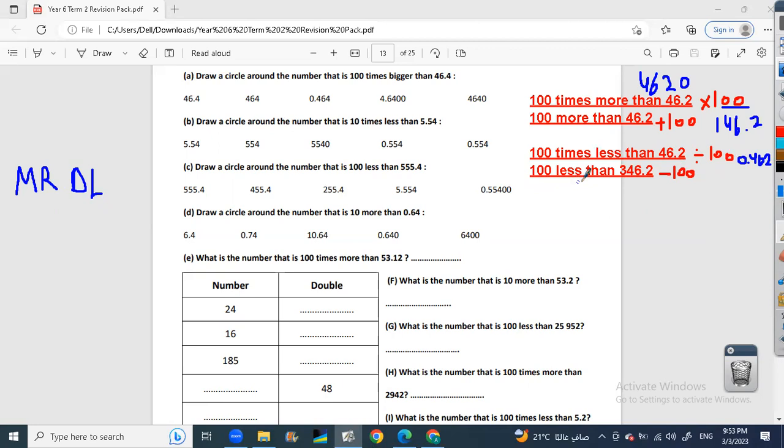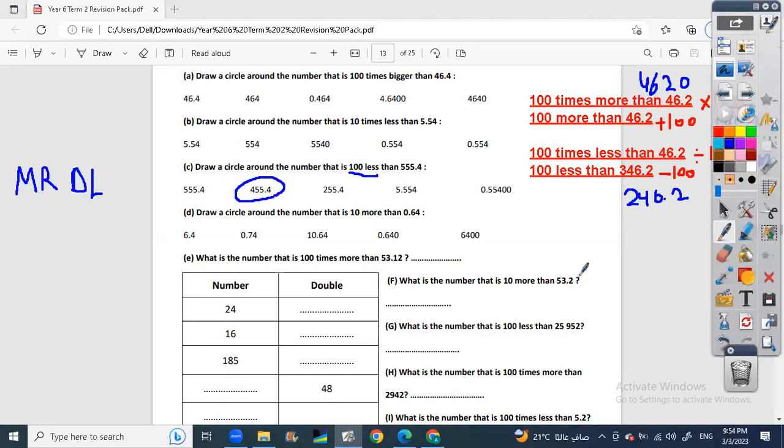In such a question right now over here, which is 100 less than 346.2, I'm going to take from the hundreds 100. It's minus 100. So it's going to become 246.2. Okay? So in such a question over here, draw a circle around the number that is 100 less. It's not 100 times less. So 100 less, it means I'm going to subtract 100, take from the hundreds 1, it's going to become 455.4.